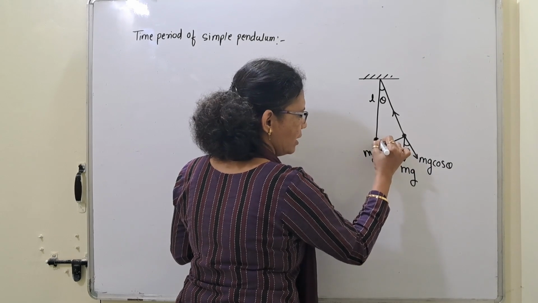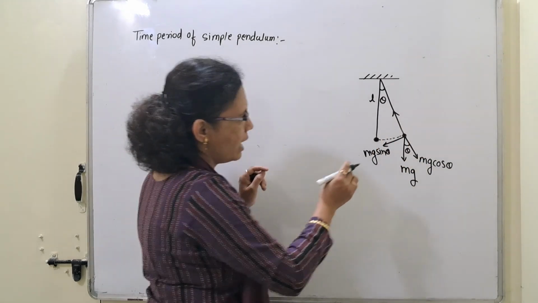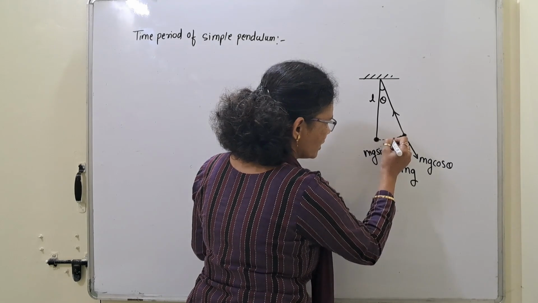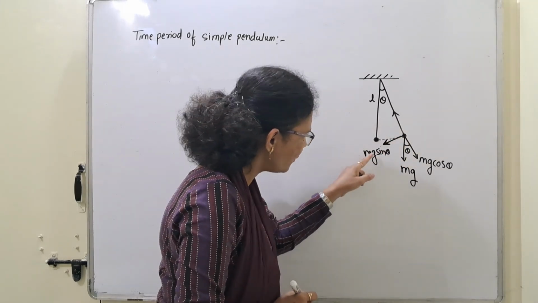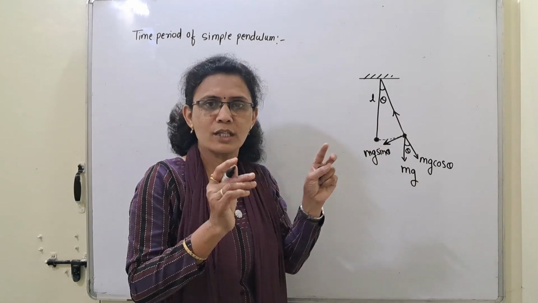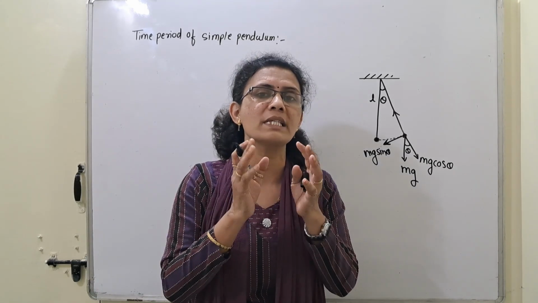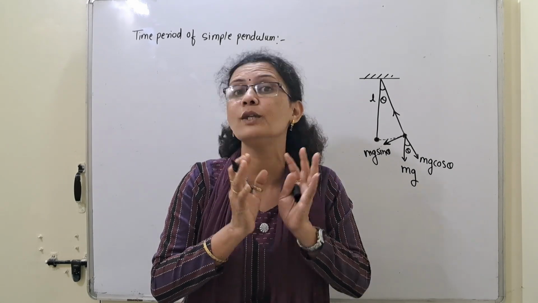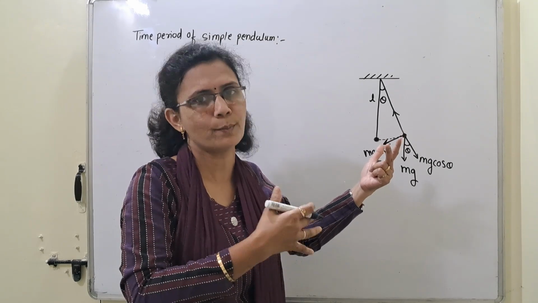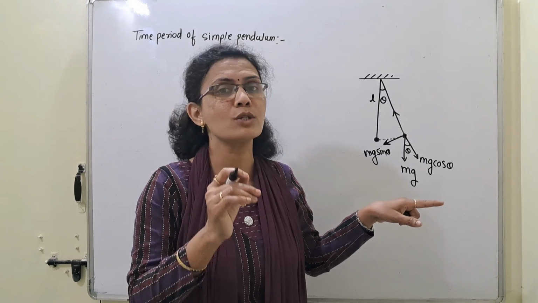Now this is the path along which the pendulum is oscillating, and this component will be tangent to it. This component mg sin theta is providing the necessary restoring force. The restoring force is responsible for bringing the simple pendulum to its equilibrium position, or towards its mean position. So this restoring force restores the simple pendulum to its mean position. Therefore mg sin theta is providing the necessary restoring force.